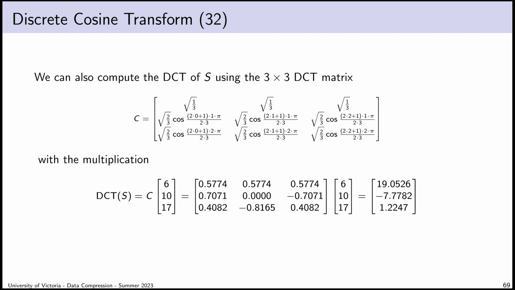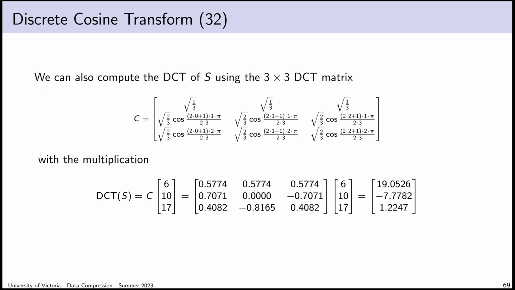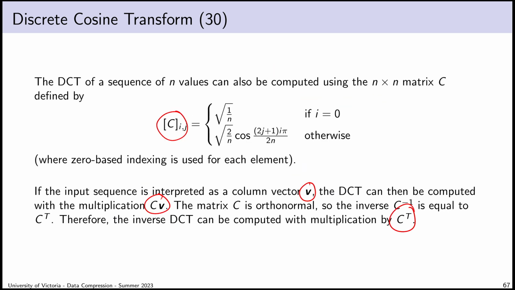I could also compute this DCT using the matrix. So I can compute my matrix C, and then my DCT of my original sequence S, if I interpret S as a column vector, can be computed by multiplying C times S. And if we do that, we'll observe we get the same thing we got in the previous slide. So if you hate that complicated formula from a couple of slides ago, you can always compute the DCT using this matrix-based representation.